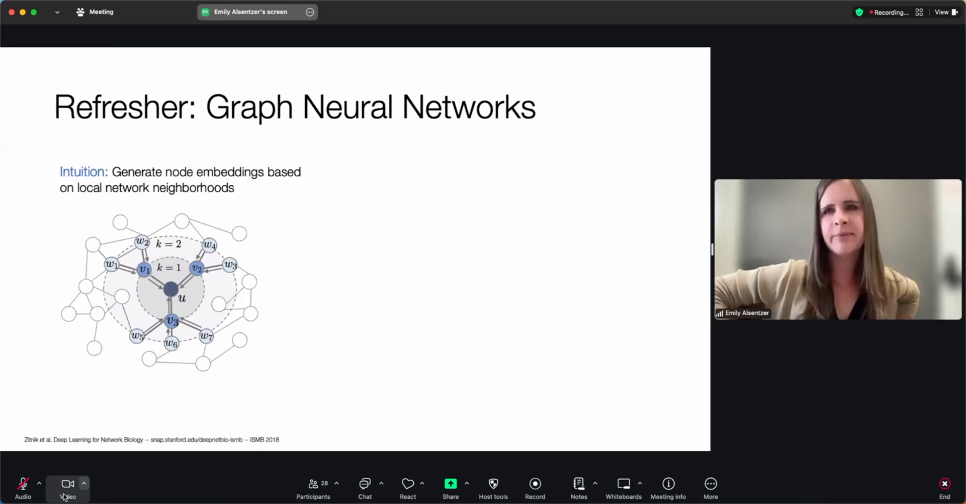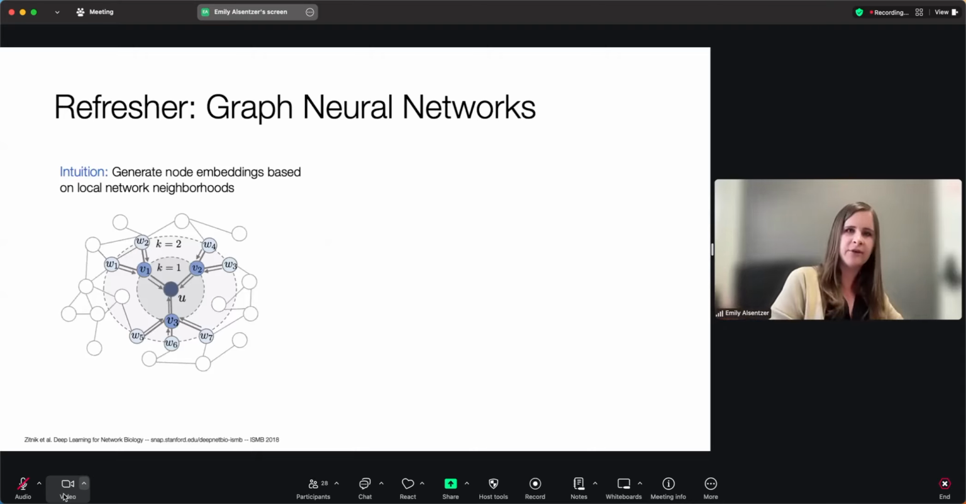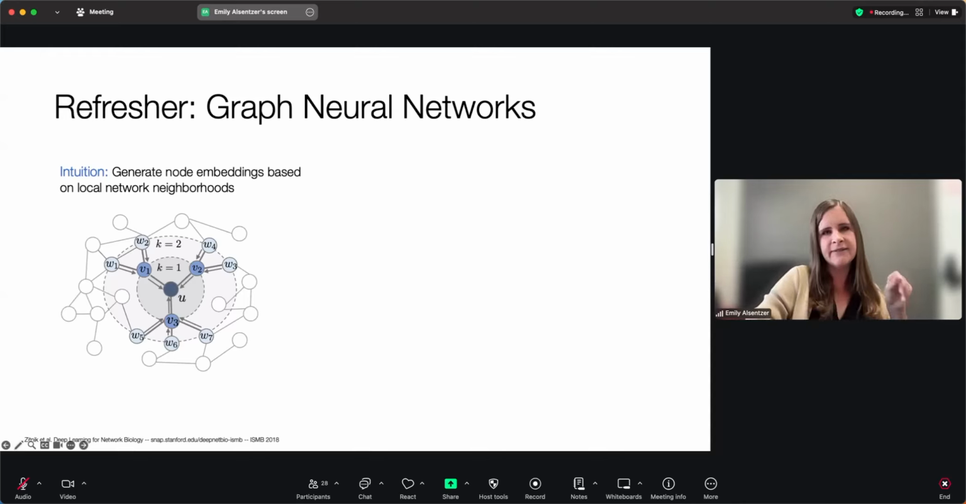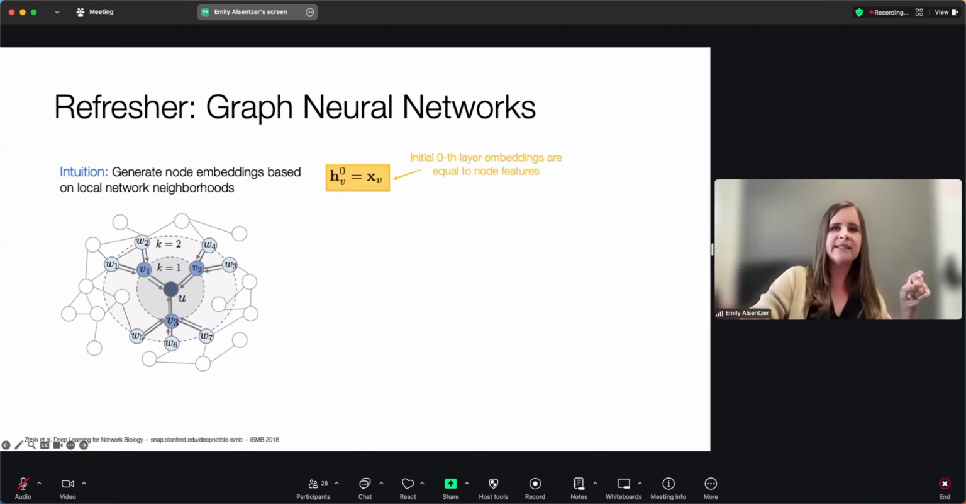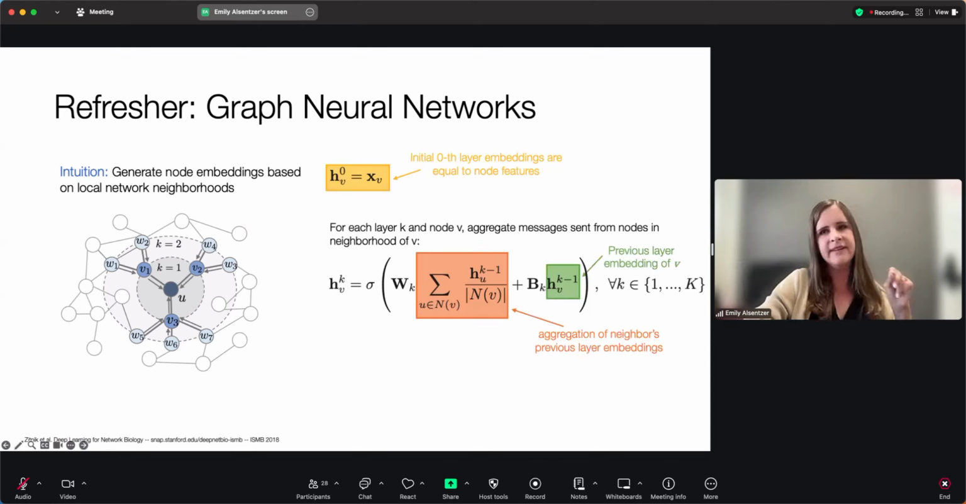Okay, so I mentioned that Shepherd is a deep learning approach that leverages graph neural networks to embed the patient. Before I go into the details of how Shepherd works, just a quick recap about how graph neural networks work. So GNNs generate node embeddings for each node in the graph based on the node's local neighborhood in that graph. Many GNN models are framed as what's called a message passing architecture. Initially, the node embeddings are initialized as node features. And then for each layer and node V, messages are sent from the nodes in the neighborhood of V. Those messages are aggregated and then used to update V's representation.